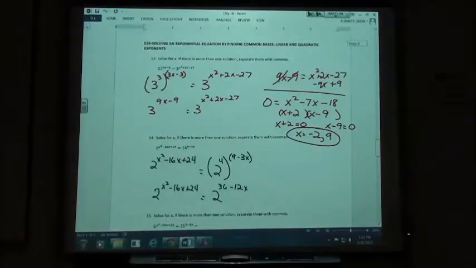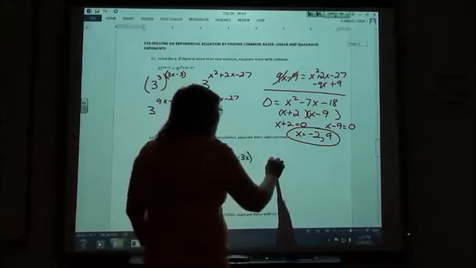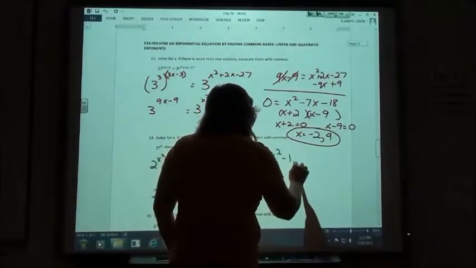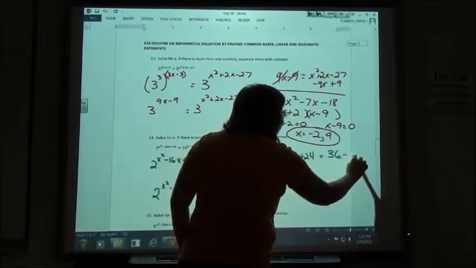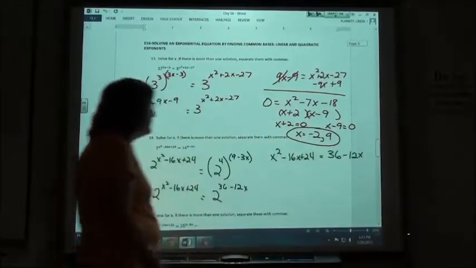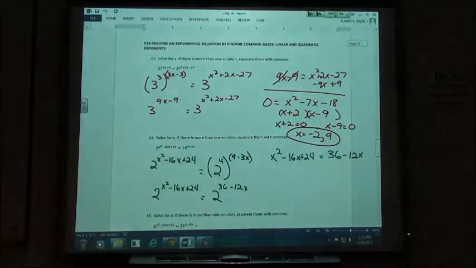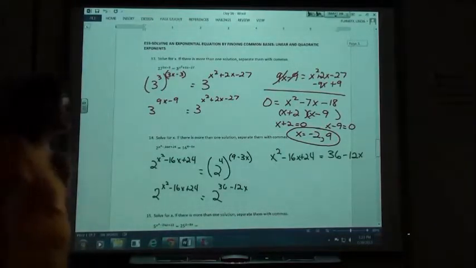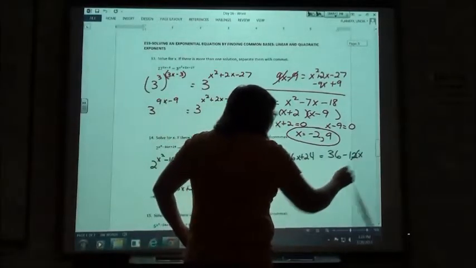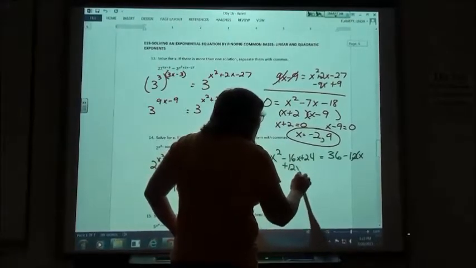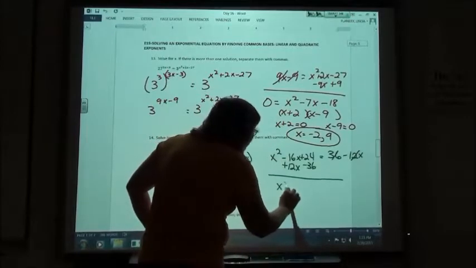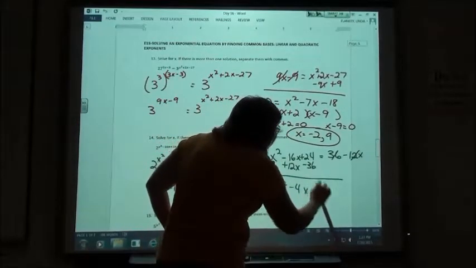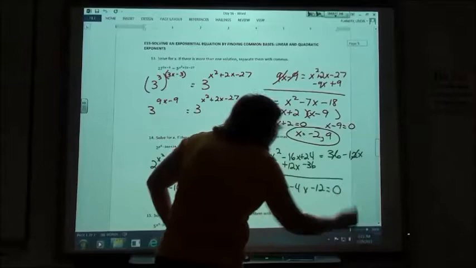Multiplying out my exponent. Now that my bases are the same, my exponents have to be equal. So x squared minus 16x plus 24 has to equal 36 minus 12x. Again, we have a quadratic expression, so we have to set it equal to 0. I'm going to add my 12x and subtract my 36 then. So x squared minus 4x minus 12 is equal to 0.